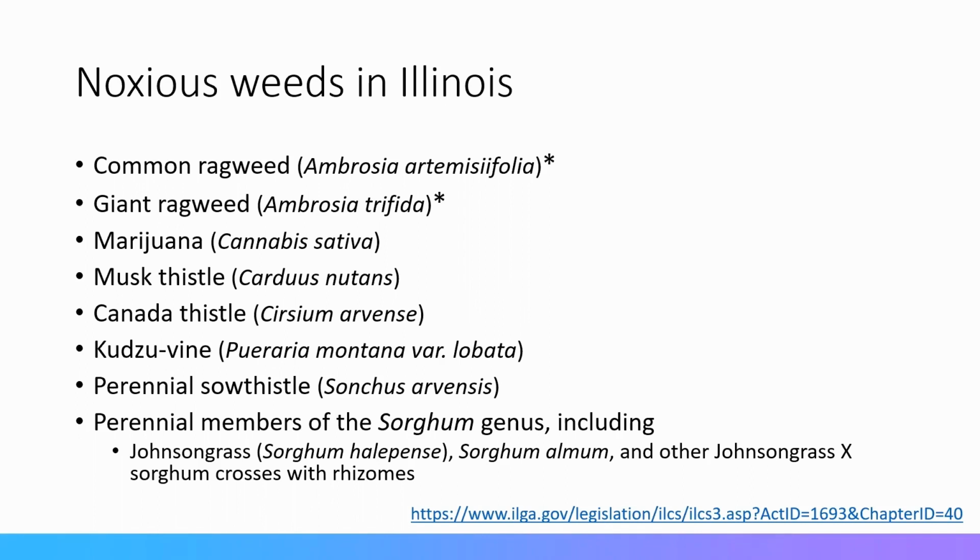So these are the plant species that are considered noxious weeds in Illinois. Common ragweed, giant ragweed. The asterisk is there because these only need to be controlled within city limits. If it's out in the country, so to speak, these are not considered noxious. Marijuana, musk thistle, Canada thistle, kudzu, perennial sow thistle, and perennial members of the sorghum genus. These are noxious weeds. If you have these on your property, you are required to remove these to help get rid of them, because they do pose a threat to different agricultural and natural resource interests.